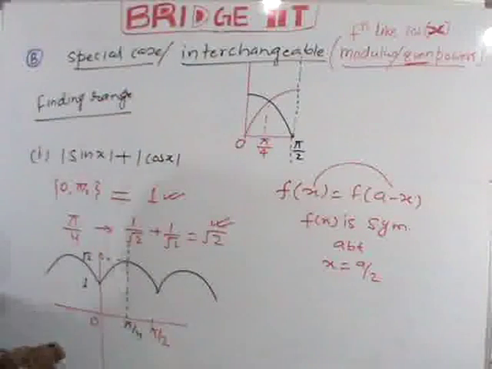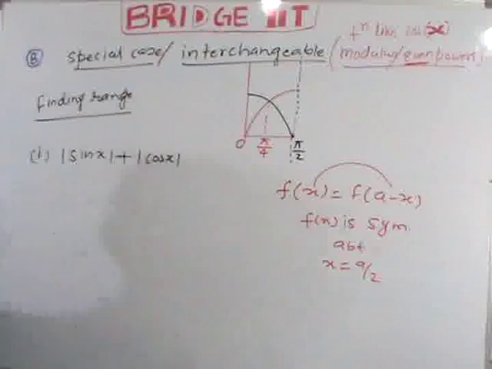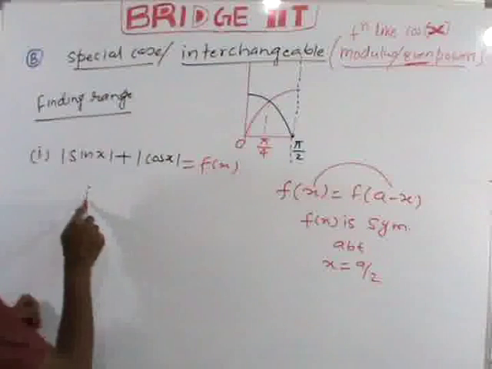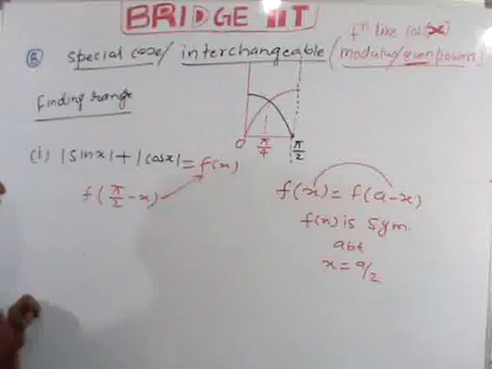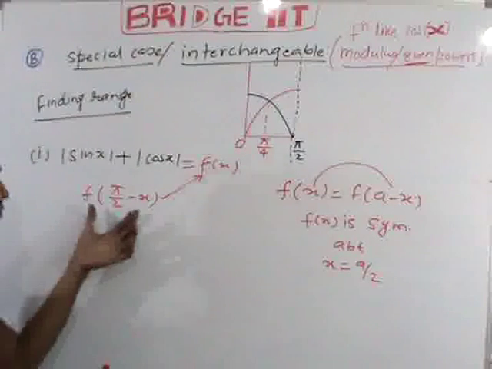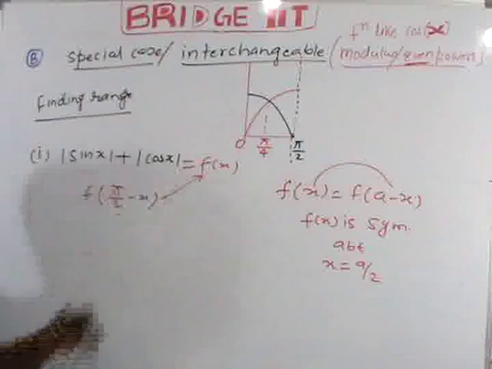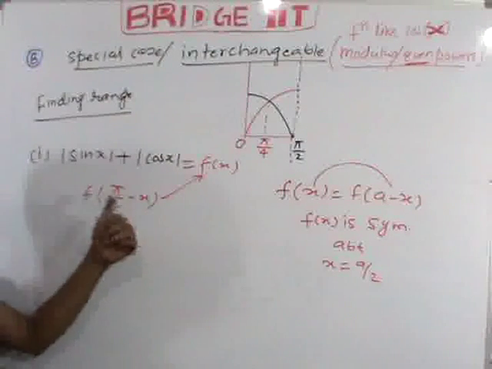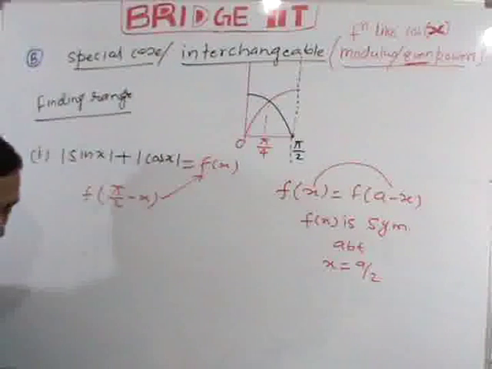The same thing you can do here also. You can check it out. Suppose this is f of x. Is f of pi by 2 minus x equal to this? Definitely, because f of pi by 2 minus x is modulus of cos x plus modulus of sin x. So this function is symmetrical about x equal to pi by 4. Okay. Now I'll take another example here.